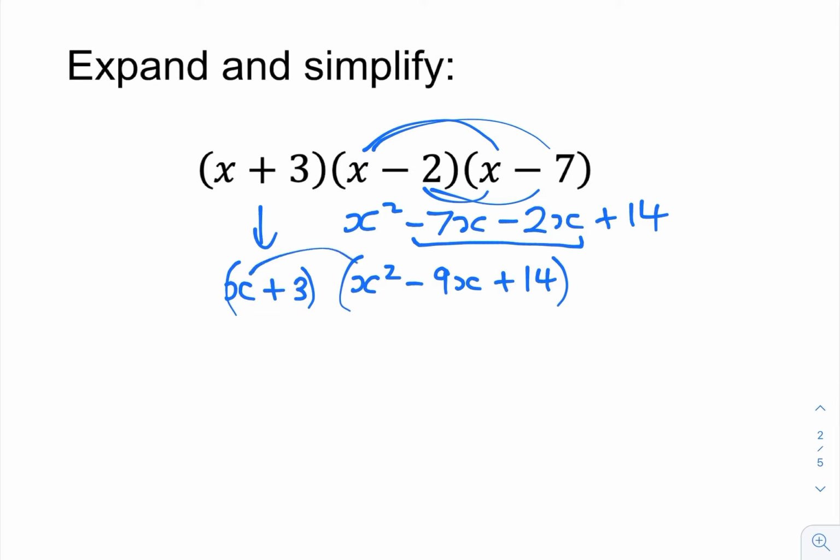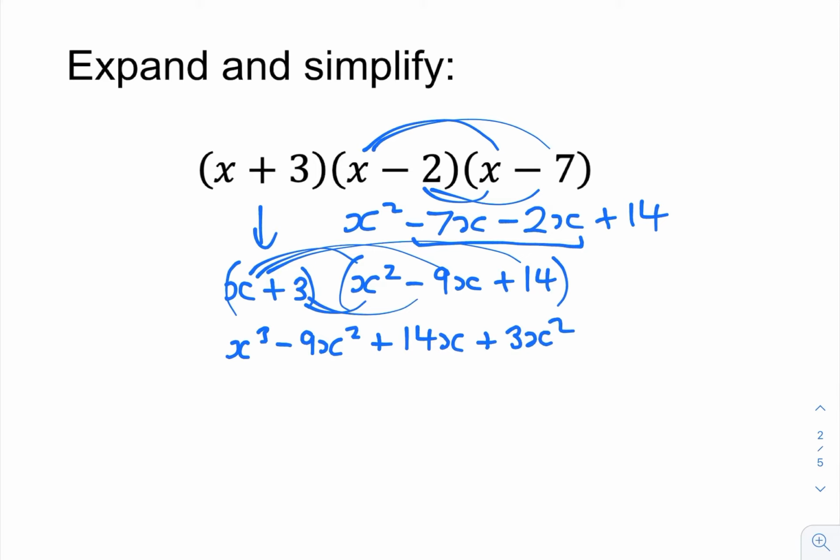So x multiplied by x squared leaves me with x cubed. X multiplied by negative 9x leaves me with negative 9x squared. And x multiplied by 14 leaves me with 14x. So I'm finished with the x, so I can now jump on to the 3. 3 multiplied by x leaves me with 3x squared. 3 multiplied by negative 9 is negative 27x. And 3 multiplied by 14 leaves me with 42.